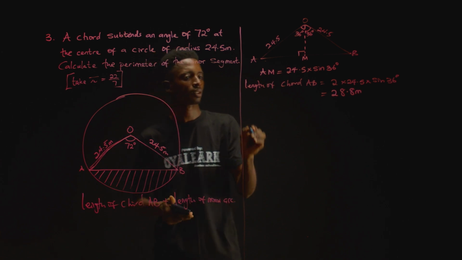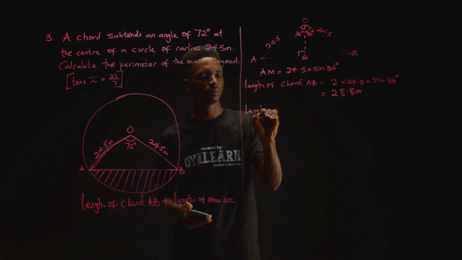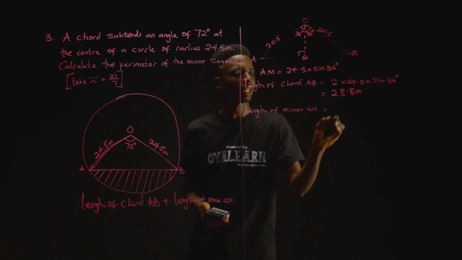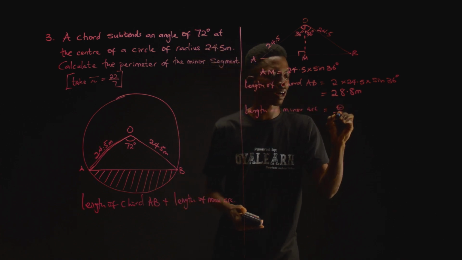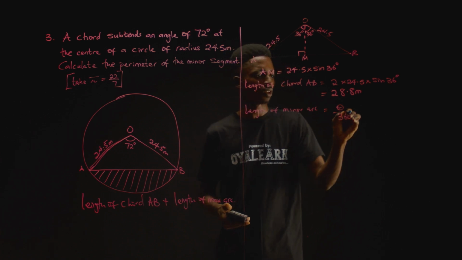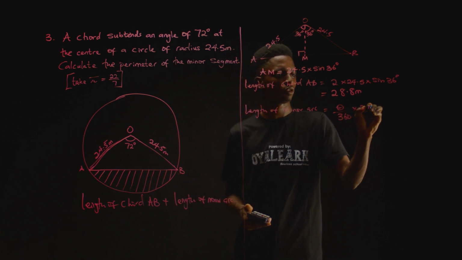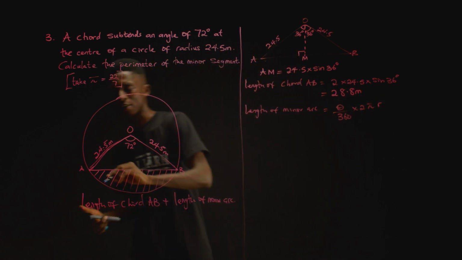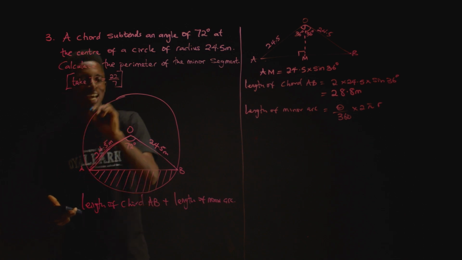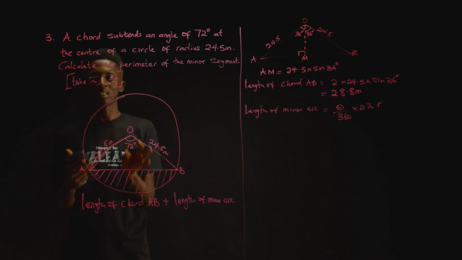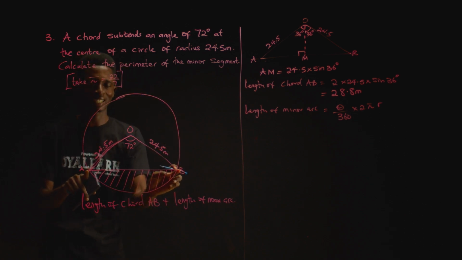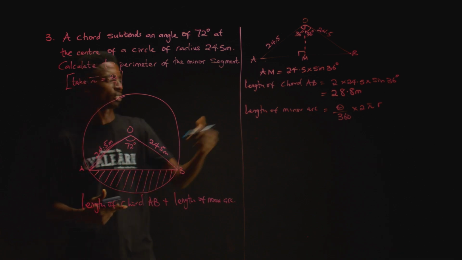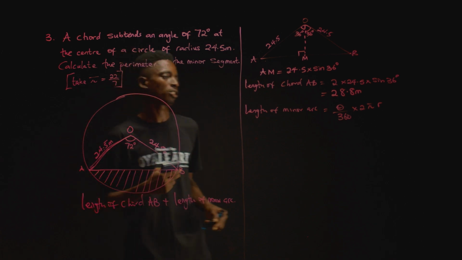Now let's find the length of the minor arc, this arc here. Now that is given by theta over 360 multiplied by 2 pi r, right? Because 2 pi r is the entire length of the circumference of this circle. So since we are just looking at this arc here, it will be this angle divided by 360 multiplied by the entire circumference of the circle.